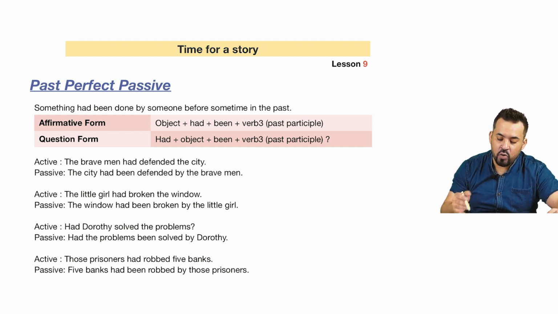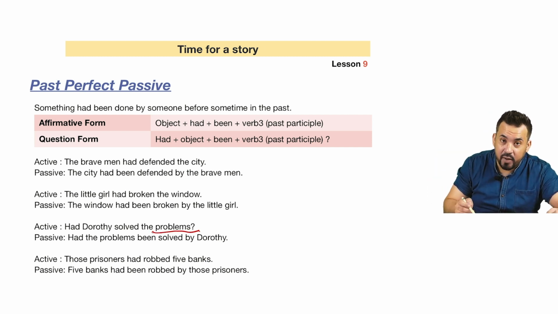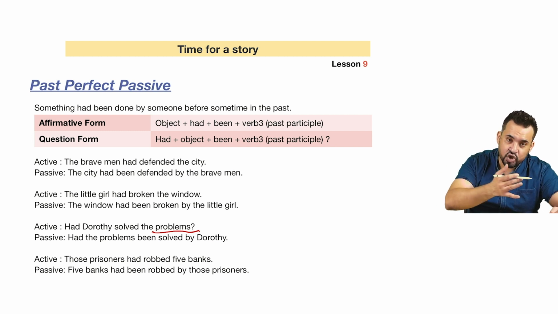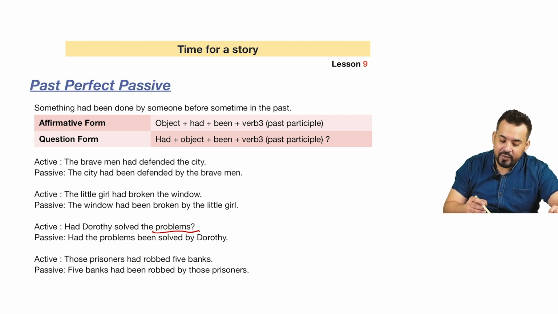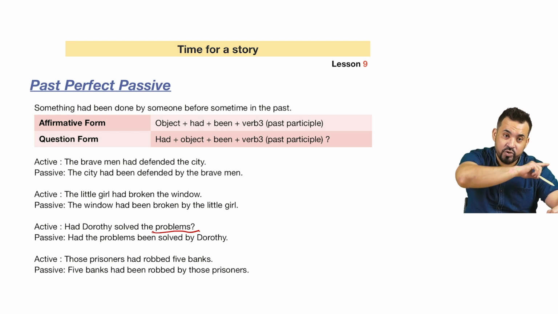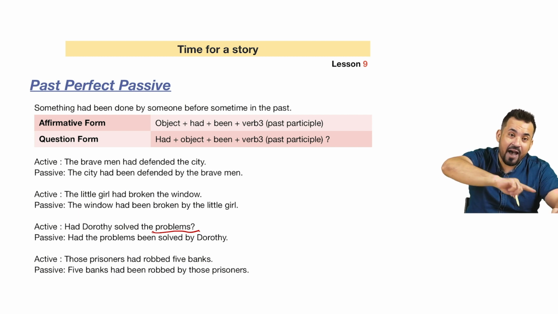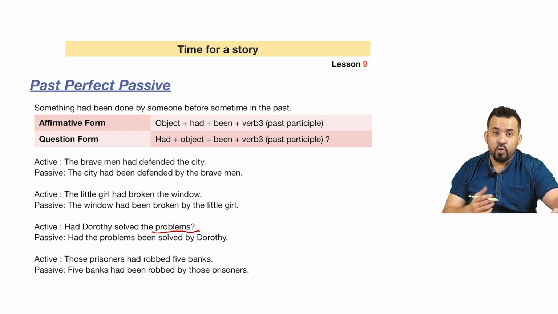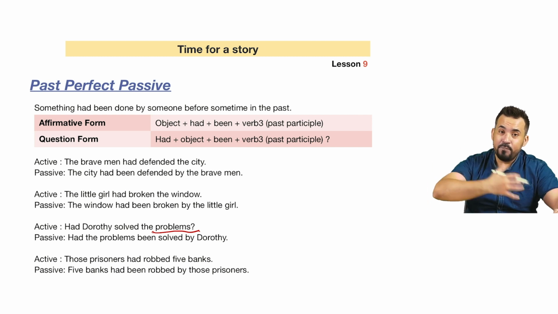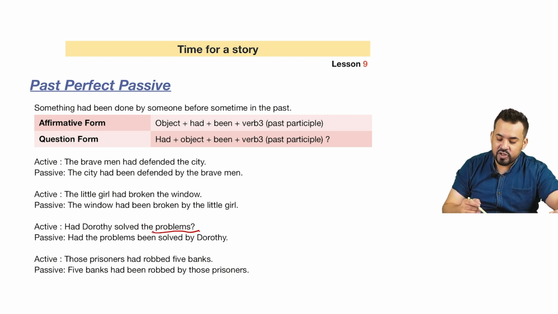Had Dorothy solved the problem? Had the problems been solved by Dorothy? Now, if it was the present perfect, it will be, has Dorothy solved the problem? And in the case of the present perfect, which we just covered a minute ago, it will be, have the problems been solved by Dorothy, because problems is plural. But we don't care about that in the past perfect because it's all had. Had the problems been solved by Dorothy.